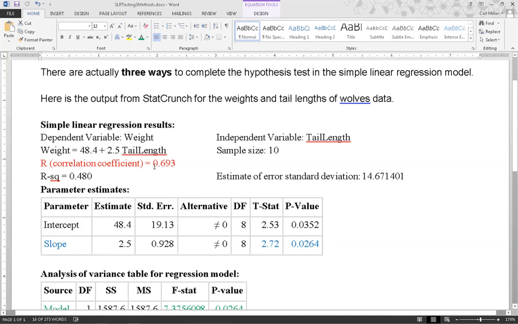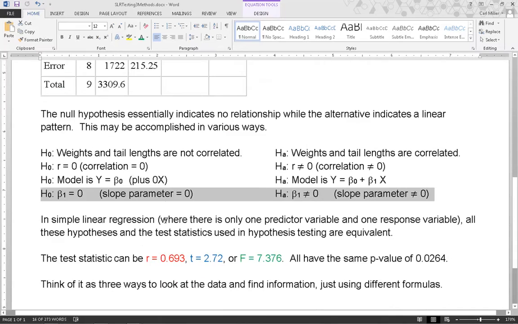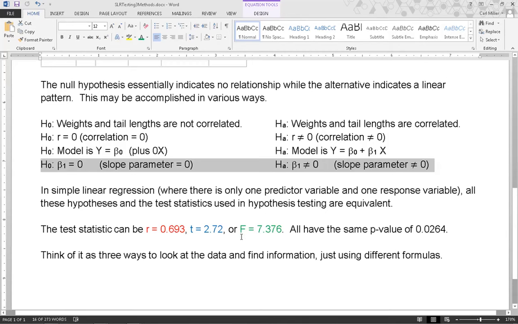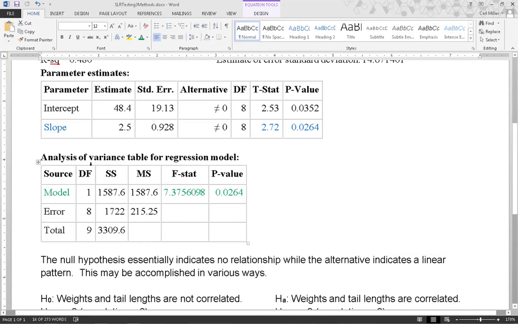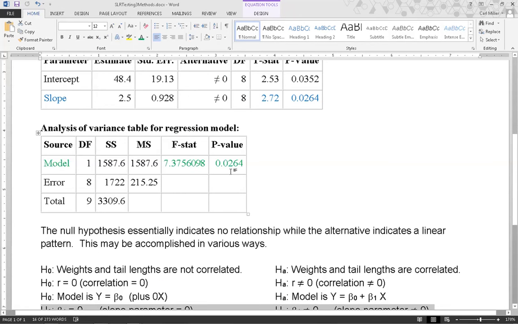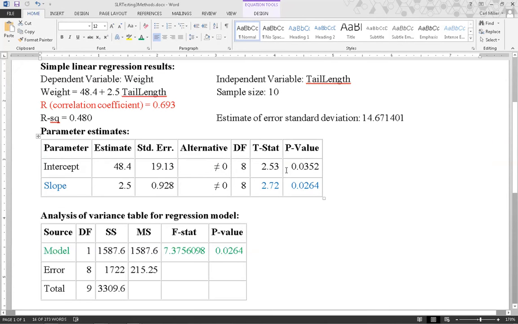So the test statistic we could use is the correlation coefficient, so that could be the 0.693, or we could use the t-score on the slope row, so the 2.72, or we could use the F statistic from the ANOVA table, 7.3756, or however many digits you want to round it off to. All of these are going to produce the same p-value. In this case, the p-value is 0.0264, no matter where you get it from.